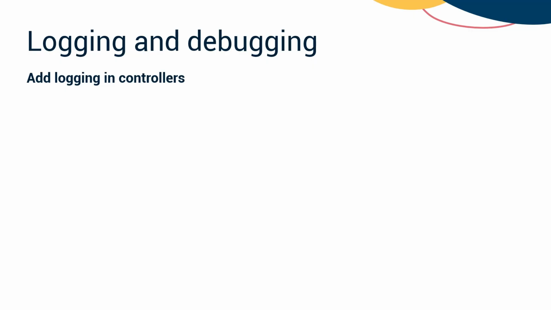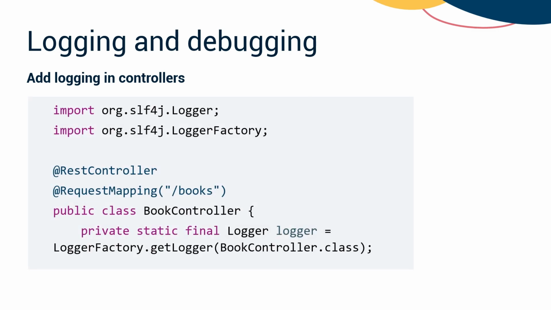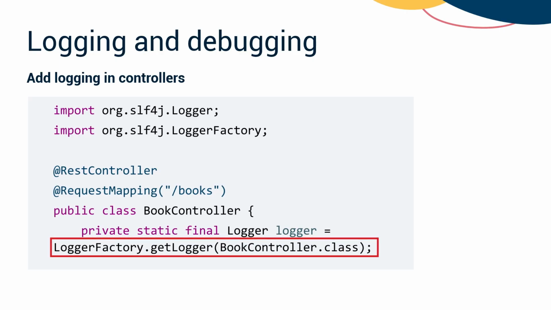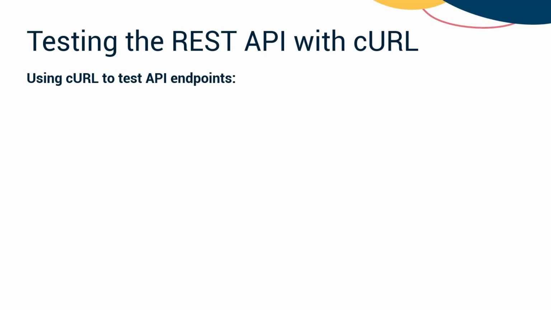Use logging in controllers to track API activity. The logger logs messages when endpoints are accessed. In this code snippet, the import statement imports the logger. The LoggerFactory class is used with getLogger to create the logger instance, and logger.info is used to log the fetched information. curl commands help test API endpoints directly from the command line.